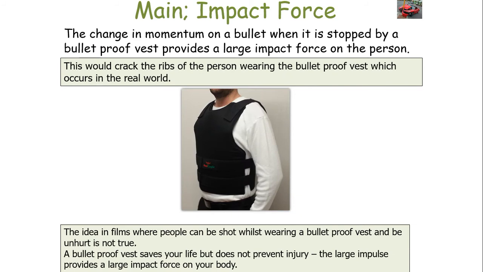So an example of this in the real world is a bulletproof vest. The change in momentum on a bullet when it's stopped by a bulletproof vest provides a large impact force on the person, and this would actually crack the ribs of the person wearing the bulletproof vest, which would occur in the real world. So the idea in films where people can be shot whilst wearing a bulletproof vest and be unhurt is not true. A bulletproof vest saves your life, but it doesn't prevent injury because the large change in momentum or impulse provides a large impact force on your body because the time taken for it to occur is very, very short.